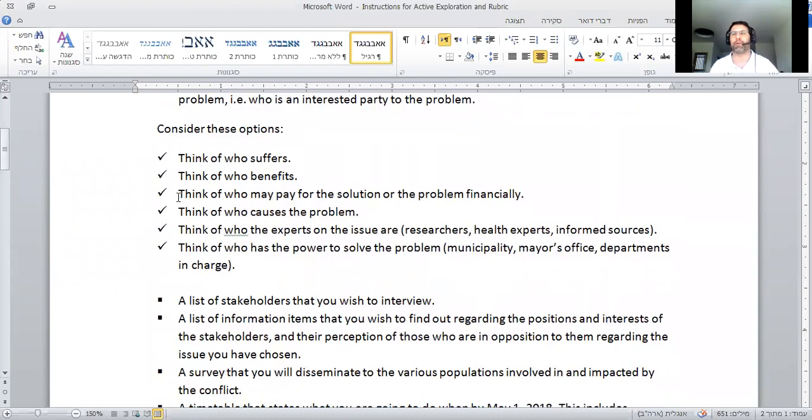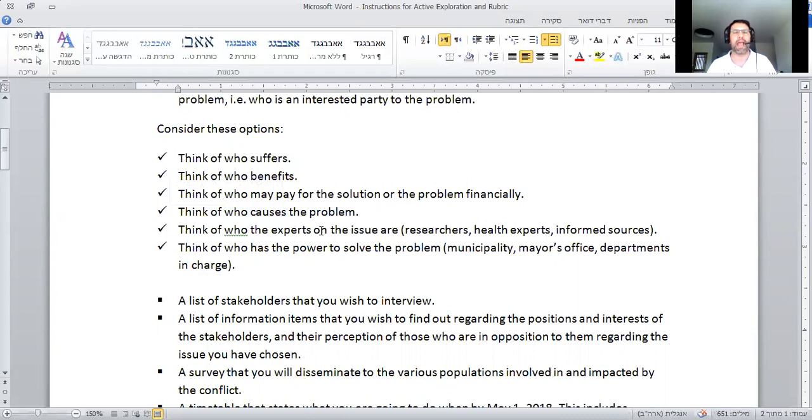One thing that is really important to realize also: who is going to pay for the solution? Think of who may pay for the solution or the problem financially. Some problems require a person or organization to back the venture economically. Without the money, nothing can go forward. Also, think of who causes the problem. If we know who causes the problem, then we're able to say, okay, they caused it. They also need to be part of the solution.